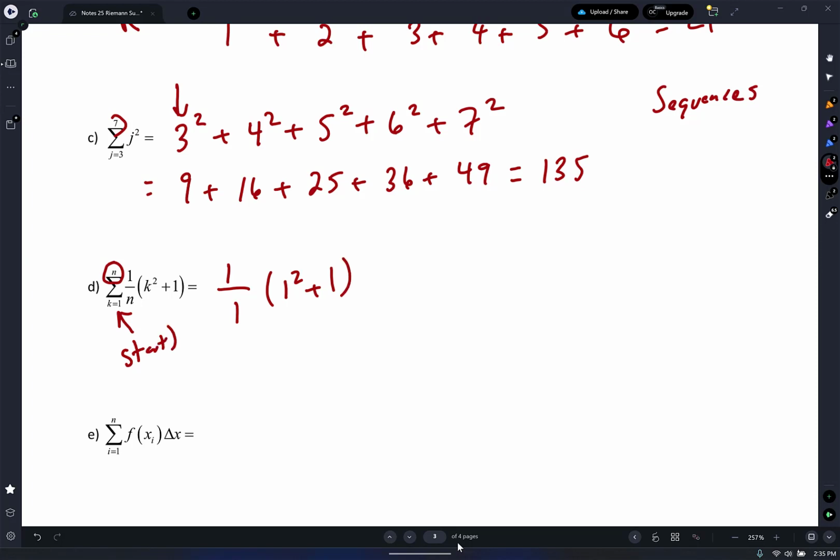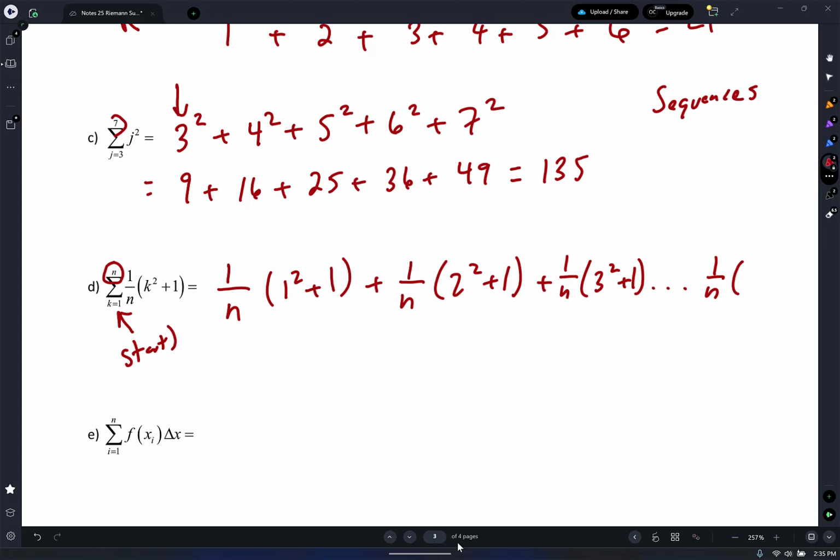You start at 1. It's always 1 over n. Plus 1 over 2 squared plus 1. And I'm going to do 3 of them. 1 over 3 squared plus 1. Dot, dot, dot means this continues forever.